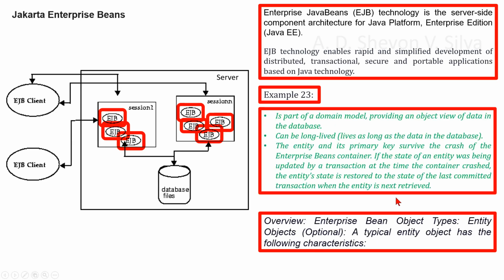Now we are considering entity objects, optional, in enterprise bean object types in overview. A typical entity object has the following characteristics. It's a part of a domain model, providing an object view of the data in the database. It can be long-lived, living as long as the data in the database. An entity and its primary key survive the crash of the enterprise beans container. If the state of the entity bean was being updated by a transaction at the time of the container crash, the entity state is restored to the state of the last committed transaction when the entity is next retrieved.